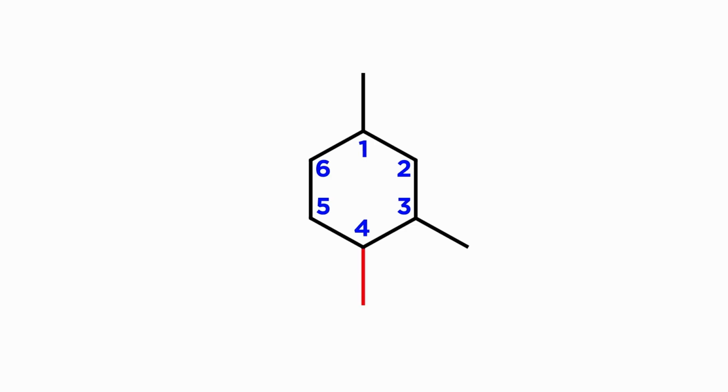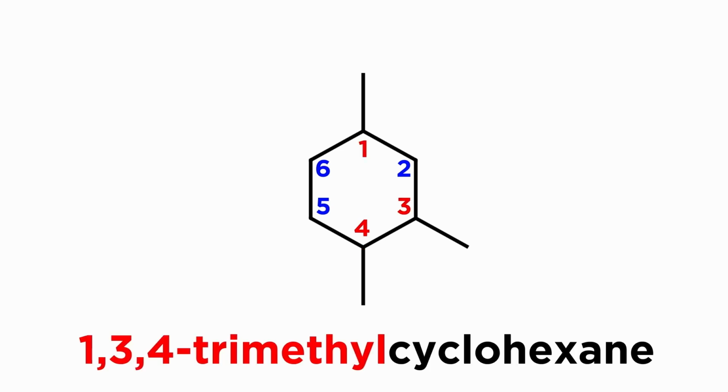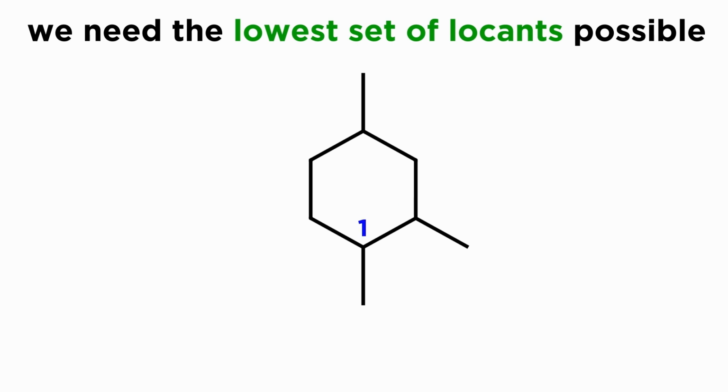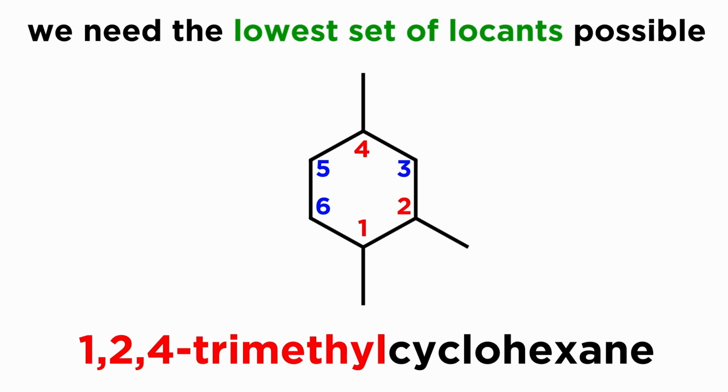Let's put one more methyl group on there, on what currently appears to be carbon 4. Now we have to be careful. We could be tempted to call this 1,3,4-trimethyl cyclohexane, but that actually is not the lowest set of locants possible. If we start numbering down here and go the other way around the ring, we can get 1,2,4-trimethyl cyclohexane, and since that is a lower set of locants, that is indeed the name of this molecule.